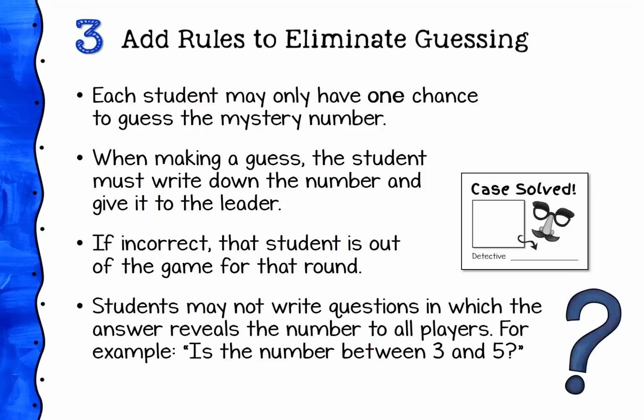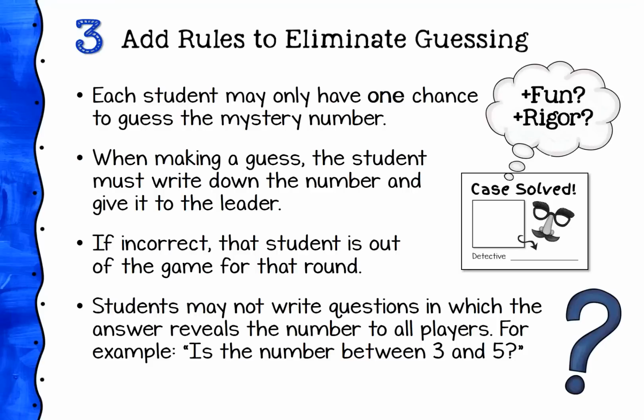Another rule I had was that students couldn't write questions in which the answer pretty much gives away the number. So, is it between 3 and 5? If I say yes, then everybody's going to know it's 4, so you couldn't do that.